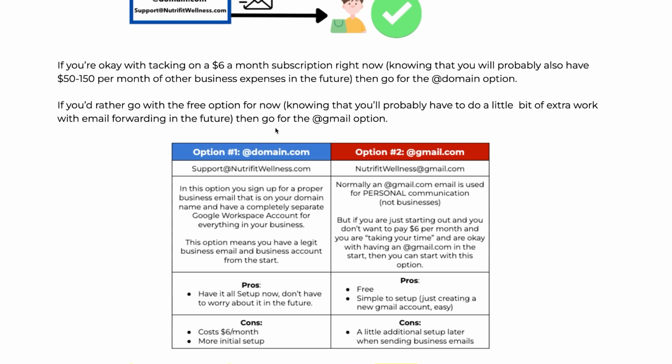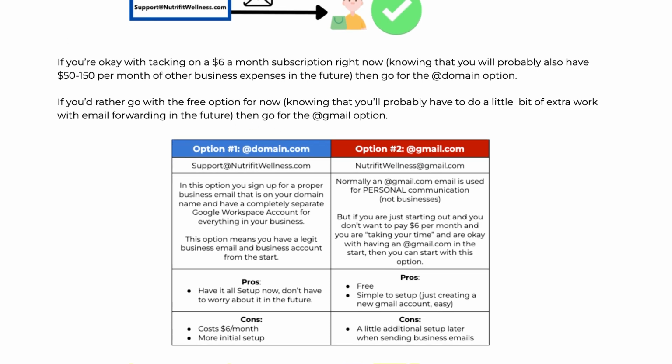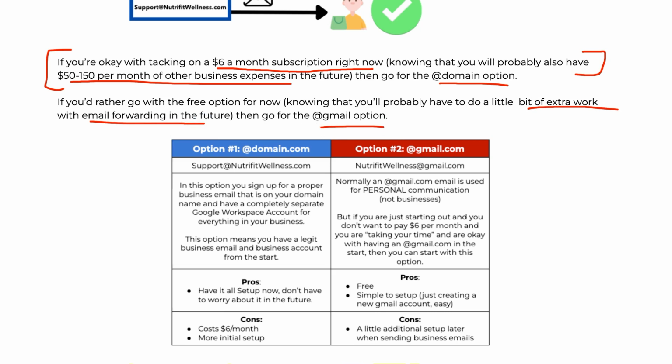I'm going to go ahead and say this one last time in case anybody wasn't listening. If you are okay with tacking on a $6 a month subscription right now, knowing that you will also probably have an additional $50 to $150 per month of other business expenses in the future, then you can go ahead and go with the @domainname.com option. But if you'd rather go with the free option for now, knowing that you'll probably have to do a little bit of extra work with email forwarding in the upcoming training section, then you can go with the @gmail.com option. Does that make sense, ladies and gentlemen? I'm just making it crystal clear in case anybody had any further questions about that.